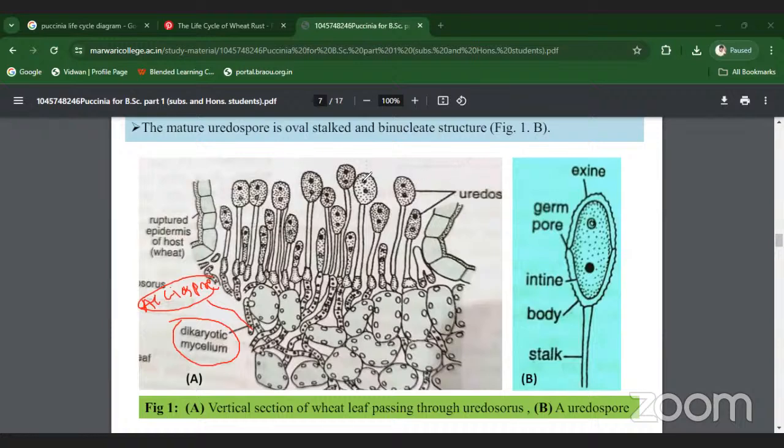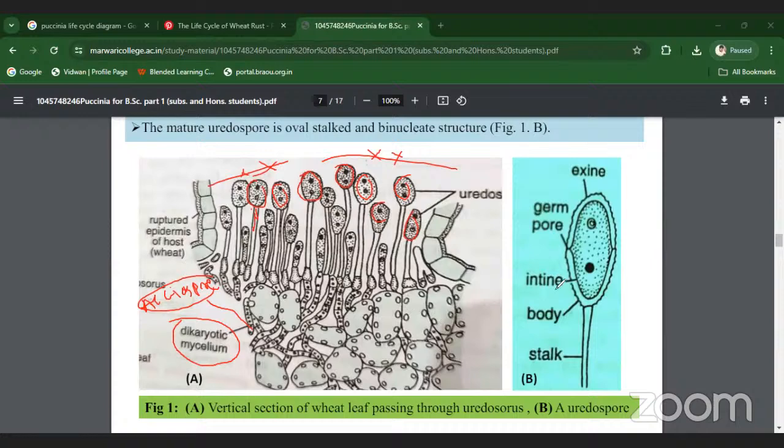These are all urediospores. These are all red in color. Each urediospore is unicellular, binucleated, with a stalk. This is the stalk. After the red urediospores mature, the area appears rust in color. While they grow, pressure falls on the epidermis. Due to the outside pressure, this epidermis ruptures. Now the urediospores are exposed.